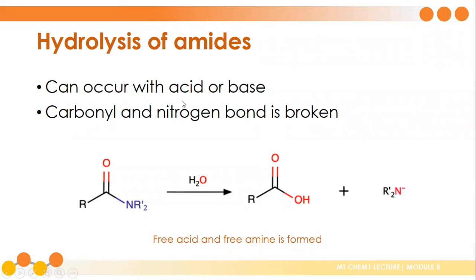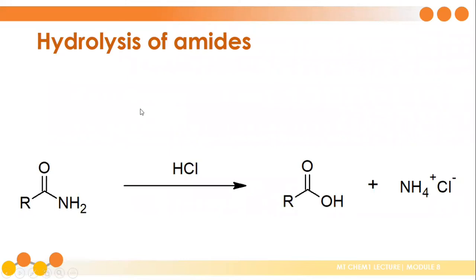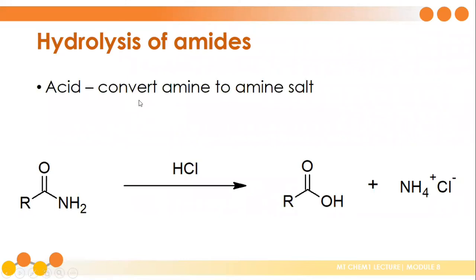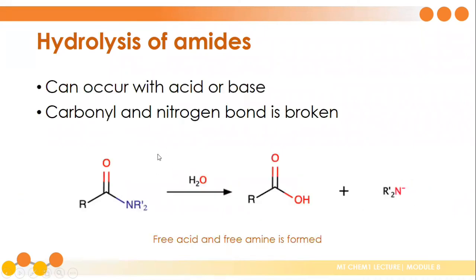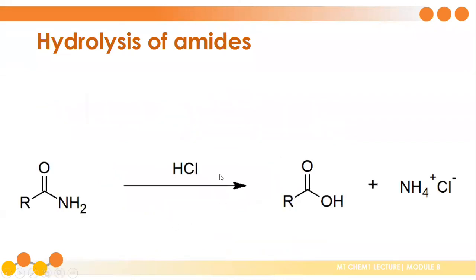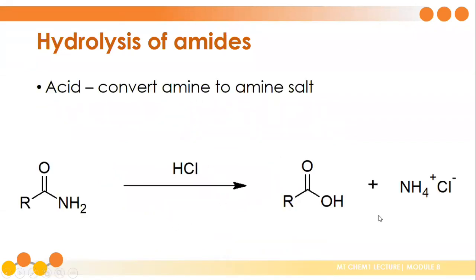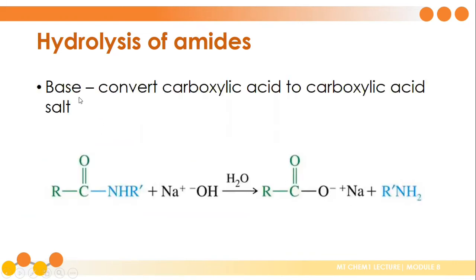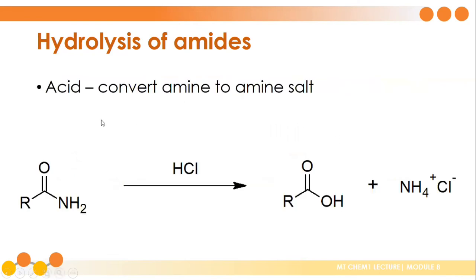Now, as mentioned a while ago, hydrolysis of amides can occur with either acids or bases. If you reacted it with an acid, it will convert the amine to an amine salt. Upon making a free acid and a free amine, it will further produce an amine salt. If you added a base, it will convert the carboxylic acid to a carboxylic acid salt. It depends on which catalyst you use.